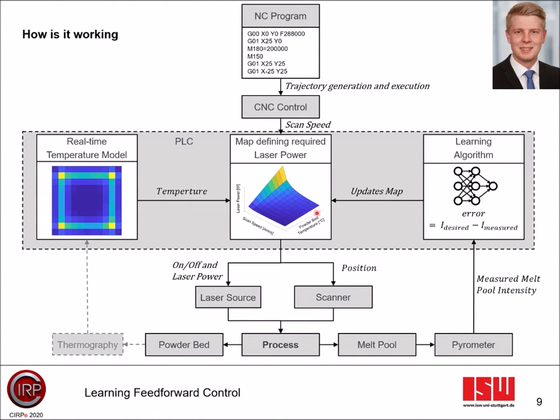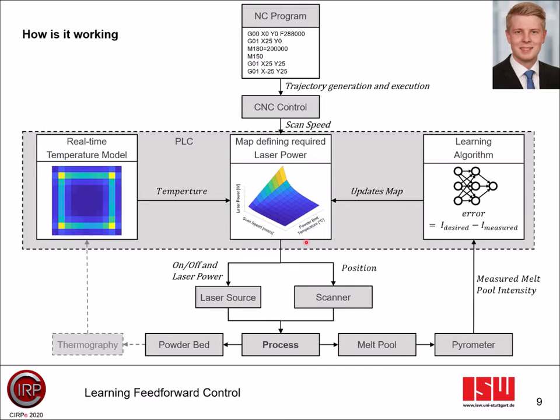Next to the scan speed, the laser power is also defined by the current powder bed temperature. This information can be won by a measurement or, like in this case, by a real-time temperature model. However, also other metrics instead of the powder bed temperature can be used, for example, the position of exposure on the powder bed or the number of already sintered underlying layers.